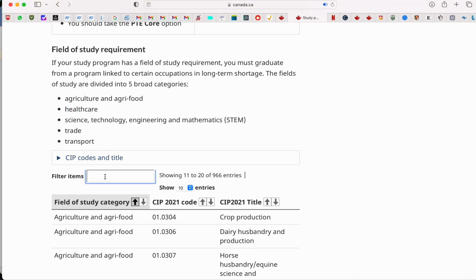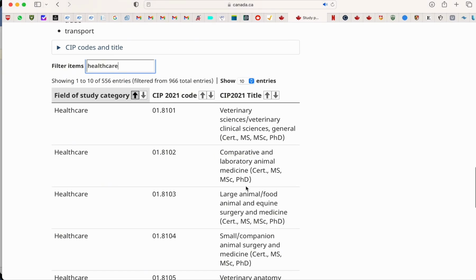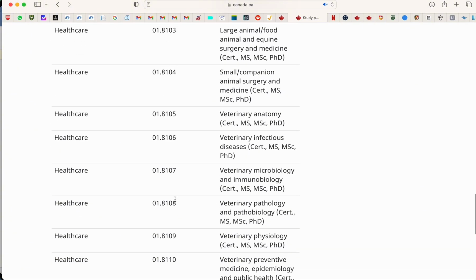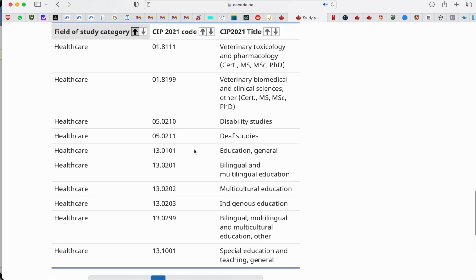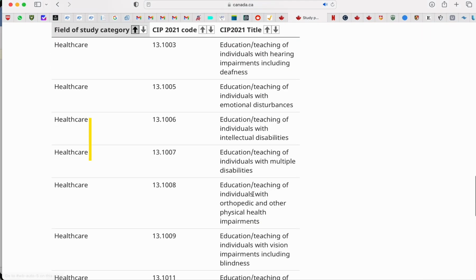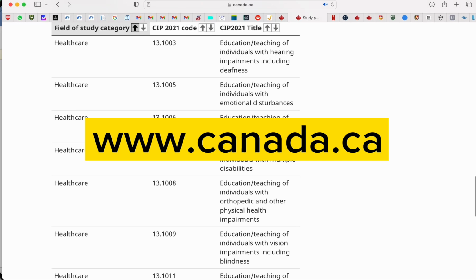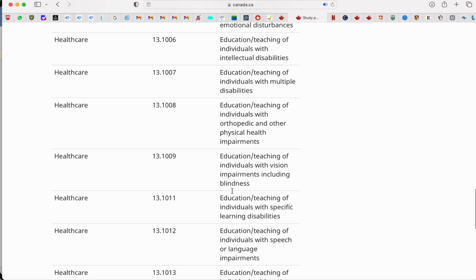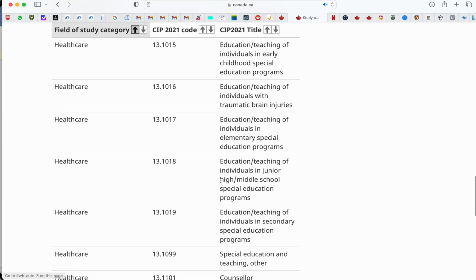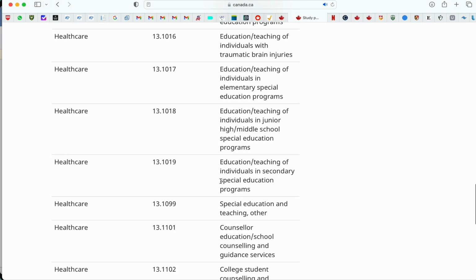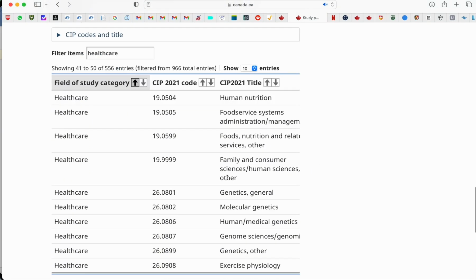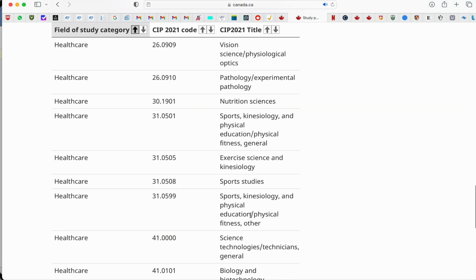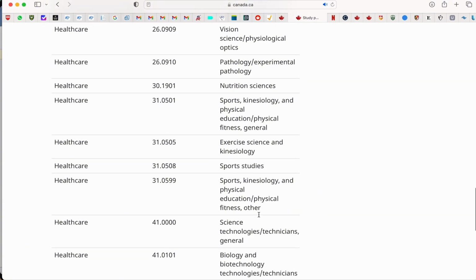Now, for the healthcare courses that are eligible for postgraduate work permit, we have veterinary sciences, clinical sciences, and these, so you just scroll there, but you can just find all these when you visit canada.ca. Then we also have education on all these courses that you can see from the screen, all these healthcare courses, starting from certificates to degree to doctorate. All these courses are available for postgraduate work permit.